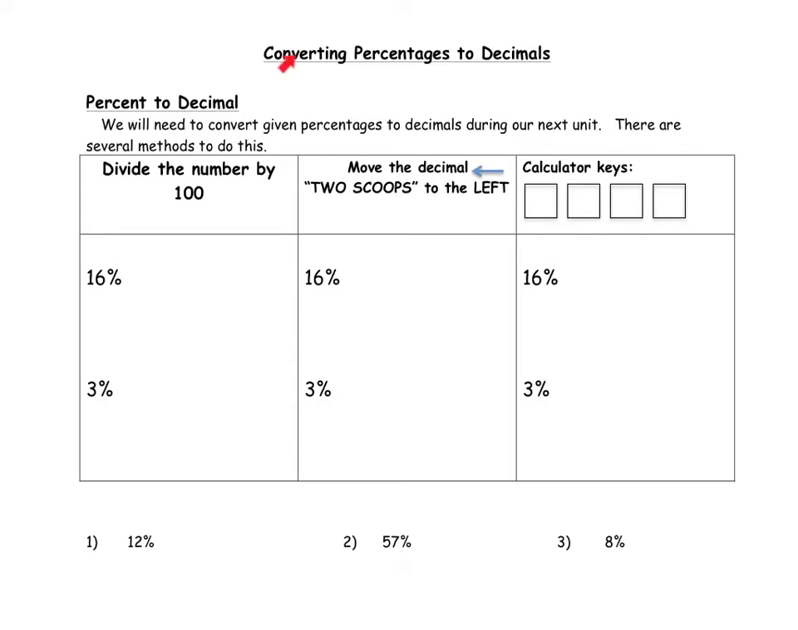Hello, today we're going to convert percentages to decimals. We will use this frequently in this upcoming unit. So we're going to discuss several different ways that we can accomplish this. One of the ways is to use the calculator keys on our scientific calculator, but a calculator would also be very helpful for our first method.